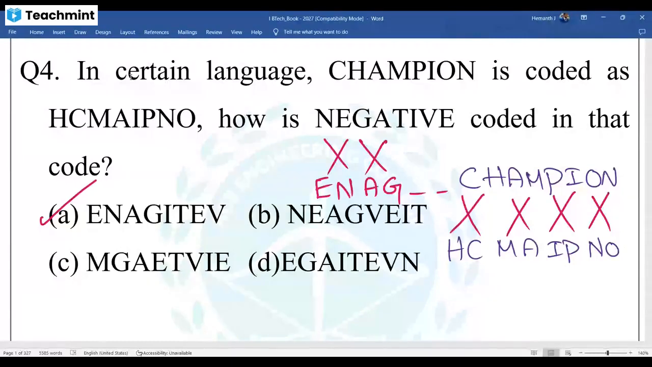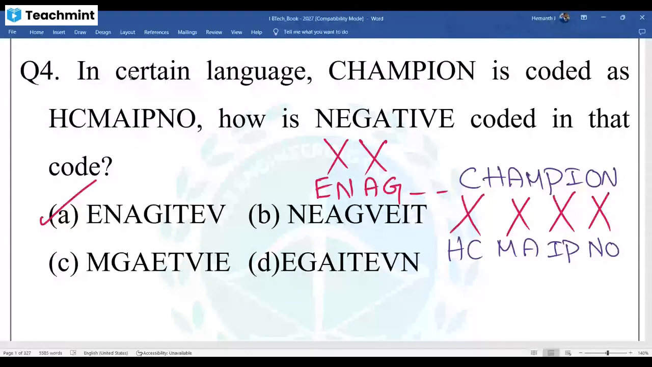Then they may give 4 swapping, 3 swapping. It all depends on the question they give, then we can decide. But in this question, it is 2 letter swapping. Are you clear with this one? If you have a doubt, please raise your hand, we'll clarify that. Okay, 2 letter swapping, so option A is correct.